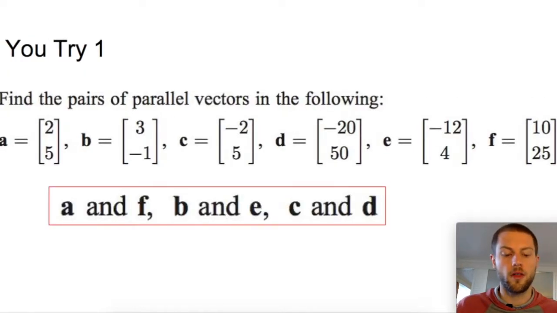All right, so this is it. That's my answer for these two. A and F are parallel, B and E are parallel, and C and D are parallel. So hopefully that made some sense.